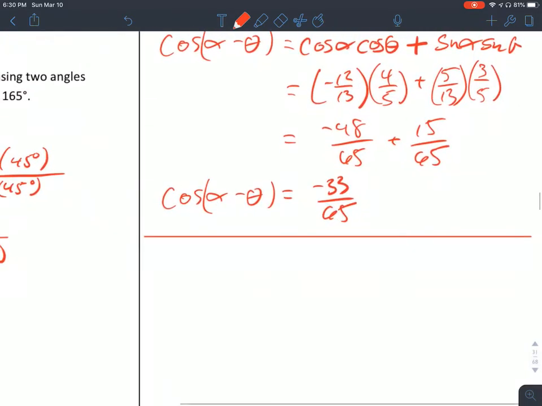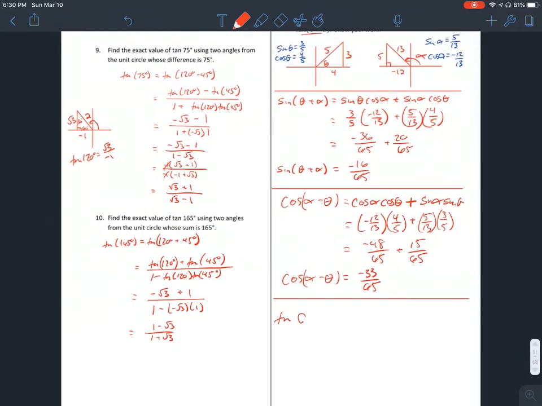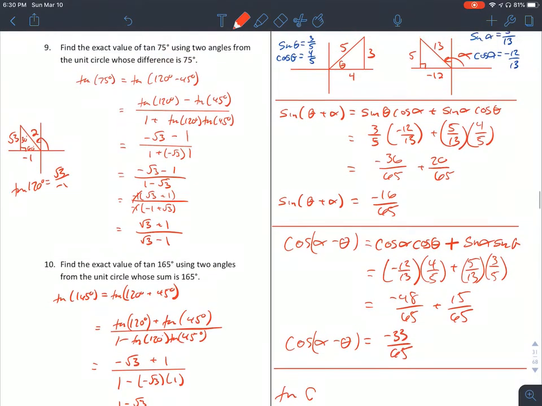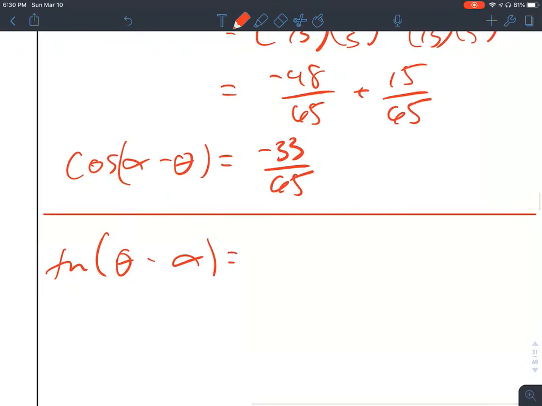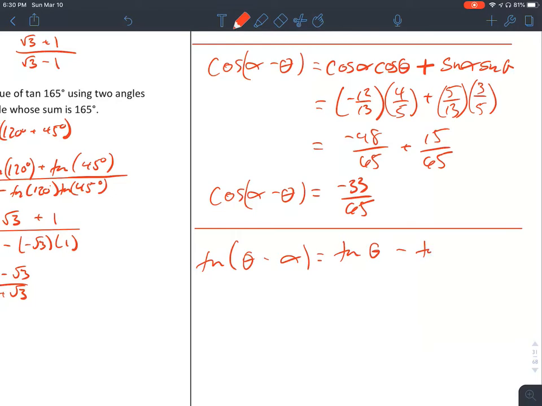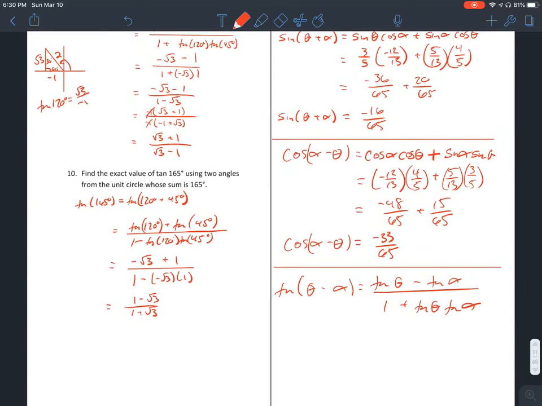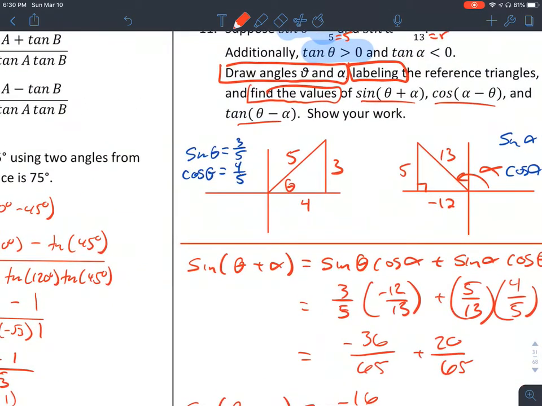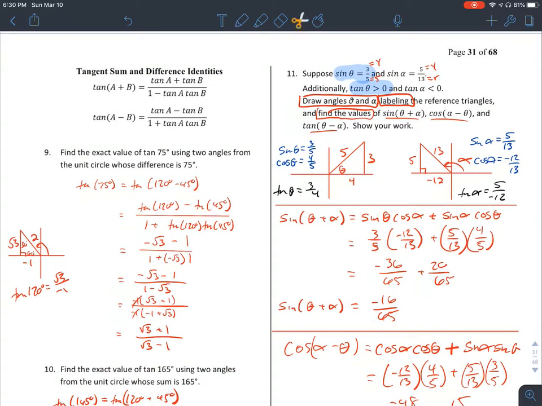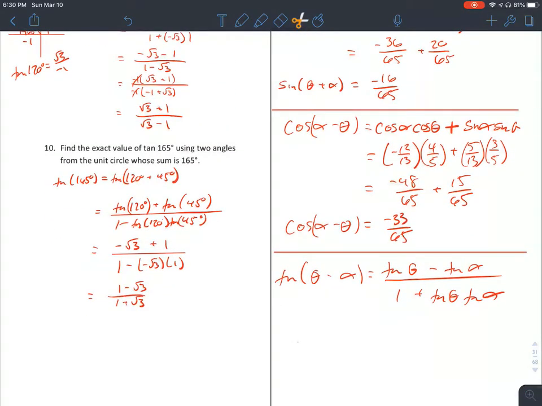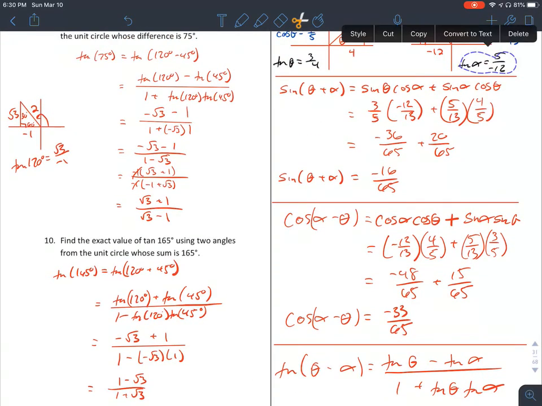Next, we've got to figure out what tangent of alpha minus theta is. Alpha minus theta? No, it says theta minus alpha. Make sure that I'm following the directions. Well, that's going to equal tangent of theta minus tangent of alpha over 1 plus tangent of theta tangent of alpha. Something that needs to be memorized. If I go up to these triangles, let me write down what tangent of theta is. That's 3/4. Here, tangent of alpha is 5 over negative 12. I'm going to bring those down here so I don't have to scroll back and forth.